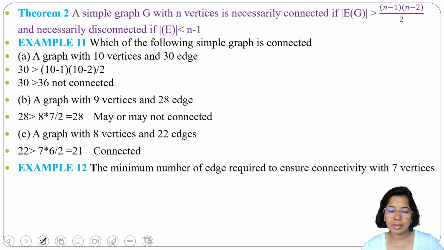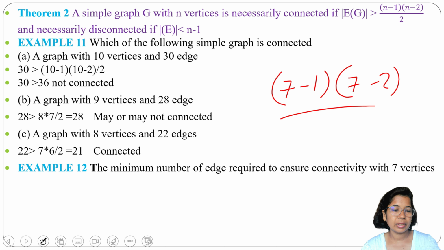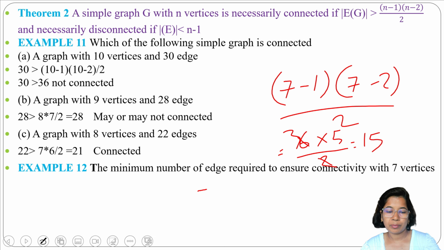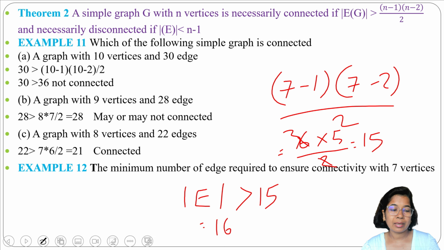Now example 12: the minimum number of edges required to ensure connectivity with 7 vertices. So we have 7 vertices. How many edges are required to ensure connectivity? So (7 minus 1) multiplied by (7 minus 2) divided by 2. 7 minus 1 is 6, 7 minus 2 is 5, divided by 2. So 6 divided by 2 is 3, and 3 times 5 is 15. For sure connectivity, the number of edges should be greater than 15. It means the minimum number of edges required to make sure that the graph is connected with 7 vertices is 16.